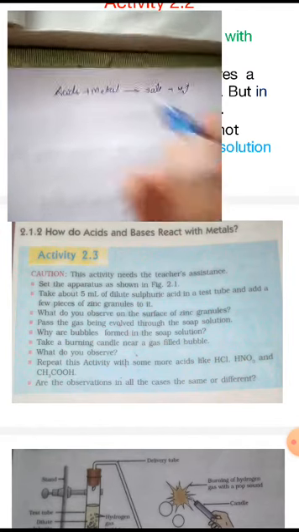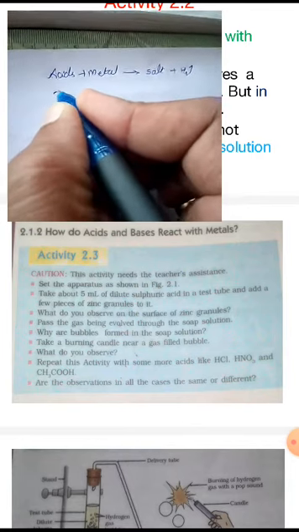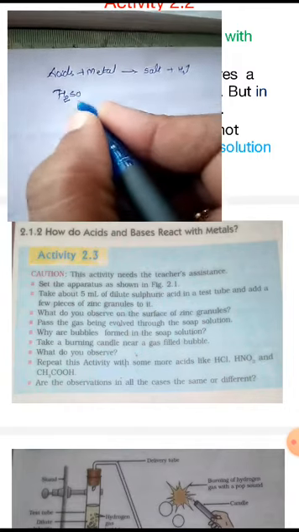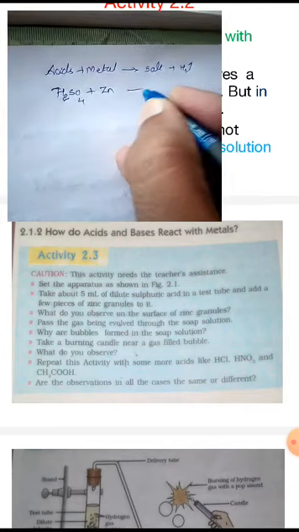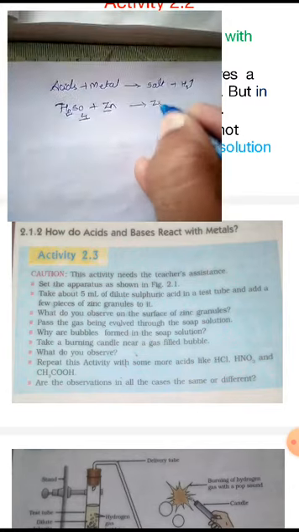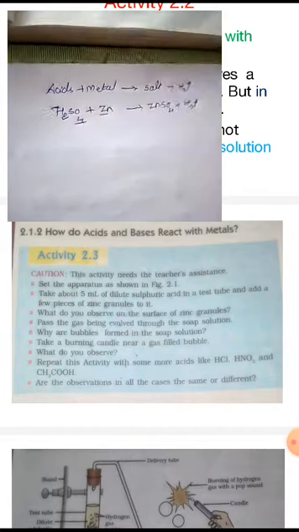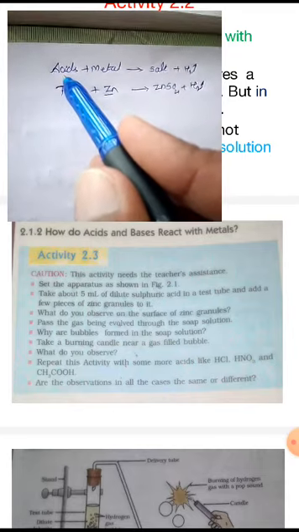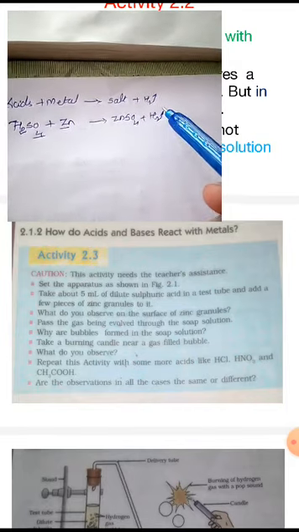See here, I'll write one example. Sorry, it is an acid, no? H2SO4 reacts with the metal zinc. It produces the metal salt ZnSO4, zinc sulfate, and then releases hydrogen gas. Whenever a metal reacts with an acid, it produces salt and hydrogen gas.